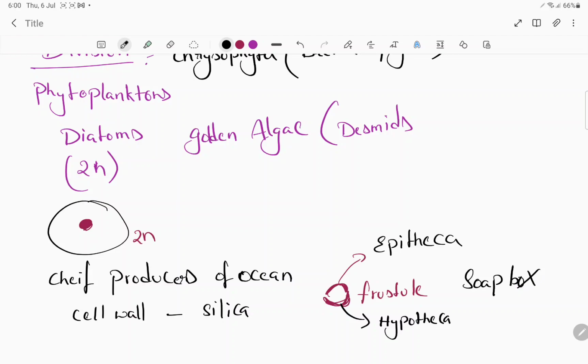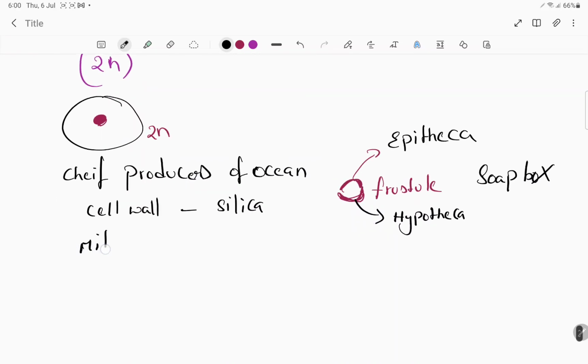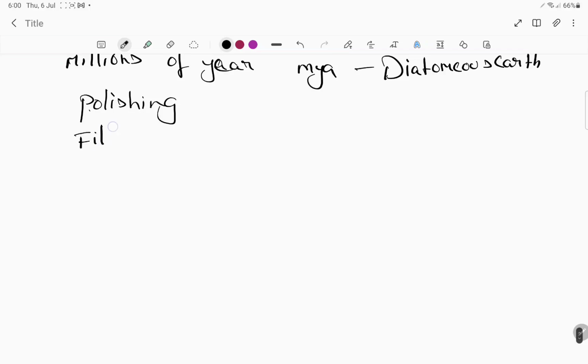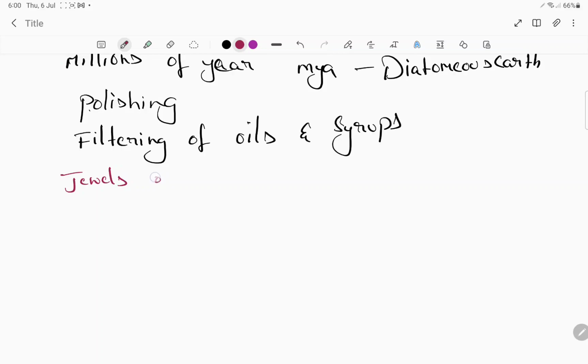The cell wall deposits of diatoms, over millions of years ago, you have to remember this, MYA, millions of years ago, resulted in diatomaceous earth. Being gritty, it can be used in polishing and filtering of oils and syrups. Diatoms are called the jewels of the plant kingdom.